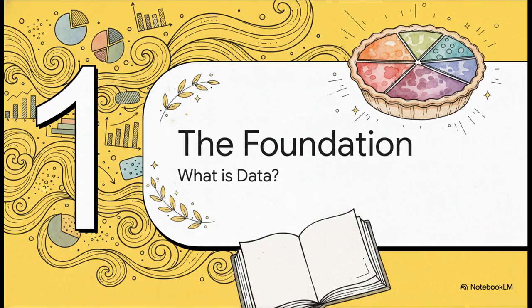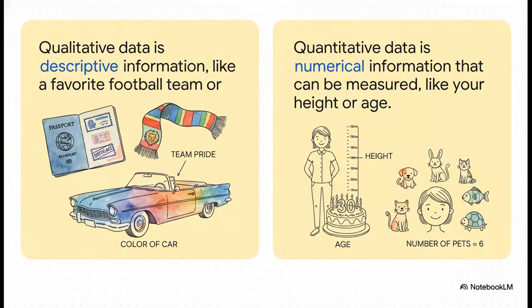All right, so every good pie starts with the right ingredients. And for us, our main ingredient is data. So before we can even think about baking, we have to understand what we're working with. So you've got two main types of data. First, there's qualitative data. The key word there is quality. It's descriptive stuff, things like your favorite color or the brand of your car. It's about what kind, not how many.